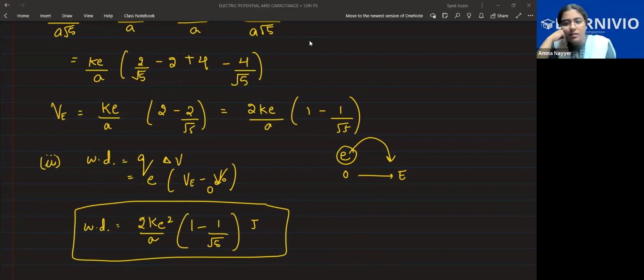This is a 5-marker question. It depends: if the work done is asked, then definitely it's a 5-marker. If only the net potential is asked, it is given in 3 markers also, because in potential, you don't have the parallelogram law and all. So it comes in the lesser marker questions also, the short answer type. But if work done is asked, then this full one is a complete 5-marker question.